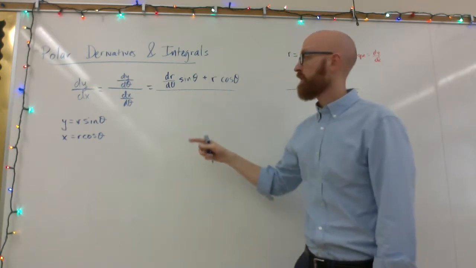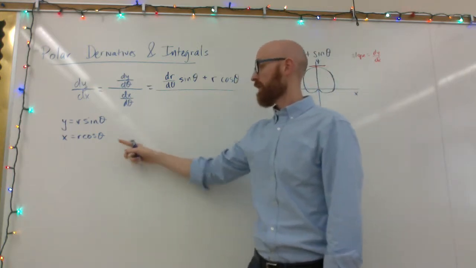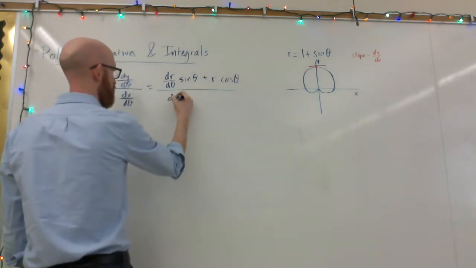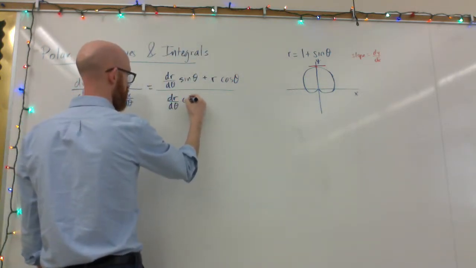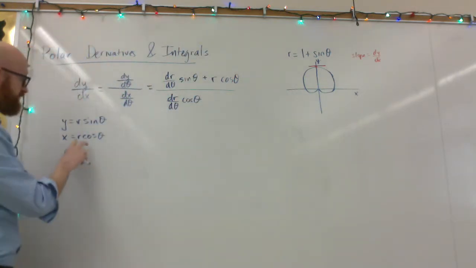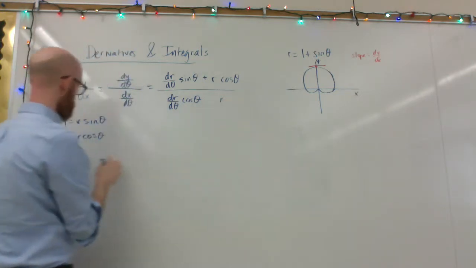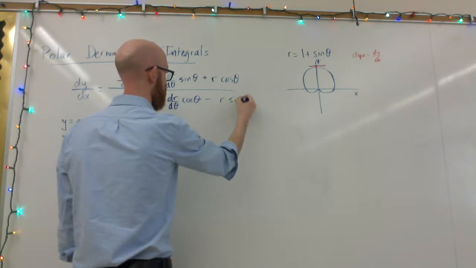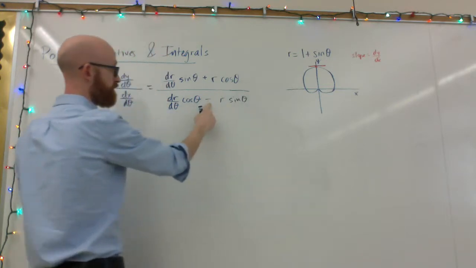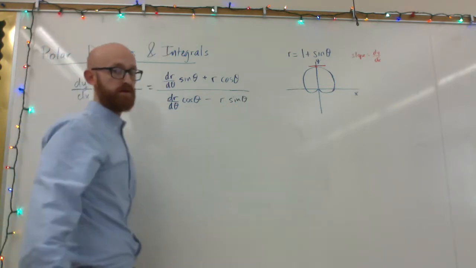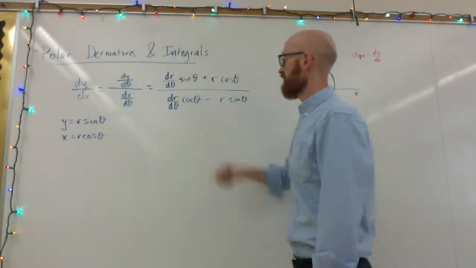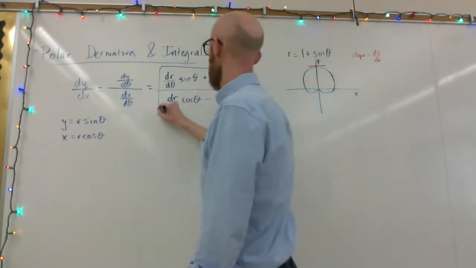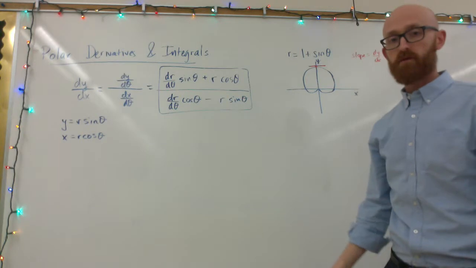And I'm going to repeat the process in the denominator for x. So dr/d theta times cosine theta, and now we'll have r, because that's the first, and the derivative of cosine is negative sine. So it would be plus, but I've made it negative based on the derivative of cosine being negative sine. So this will be our guide for the first derivative.